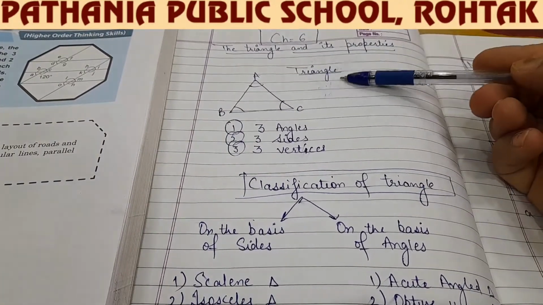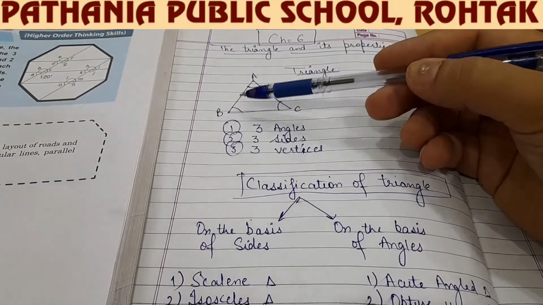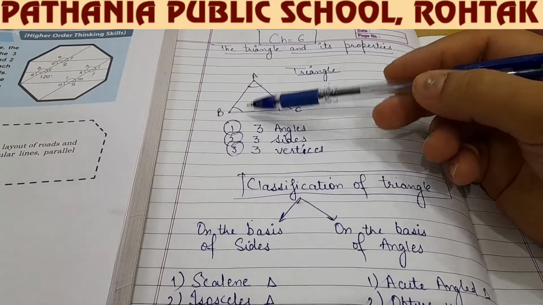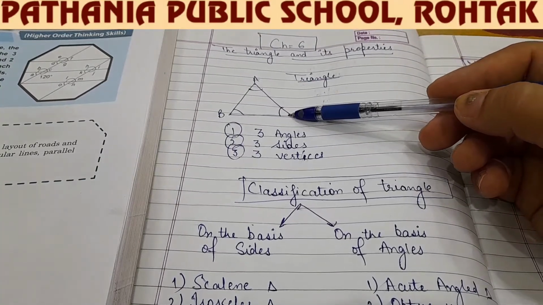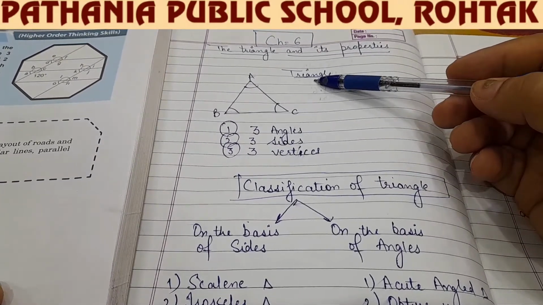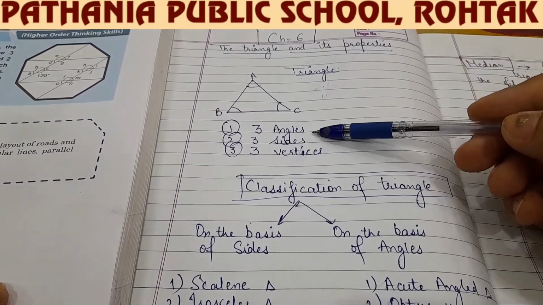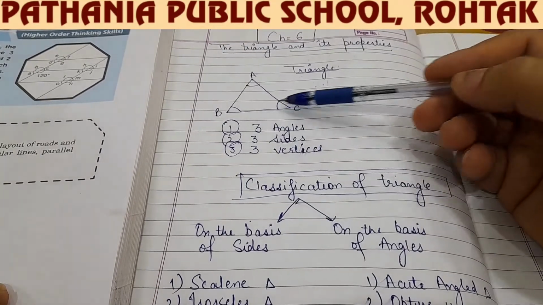So triangle. Tri means three angles. So these are the angles which I have highlighted here. Here angle A, angle B and angle C are the three angles of a triangle. So in a triangle we'll study three angles, three sides and three vertices. Now, angles I told you.